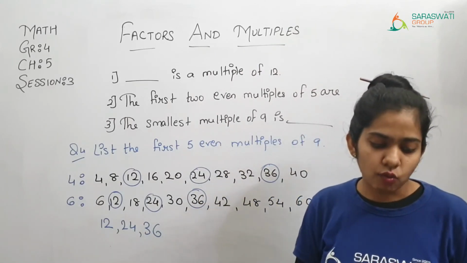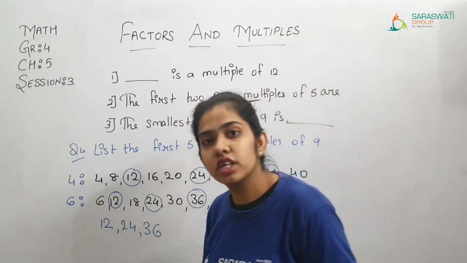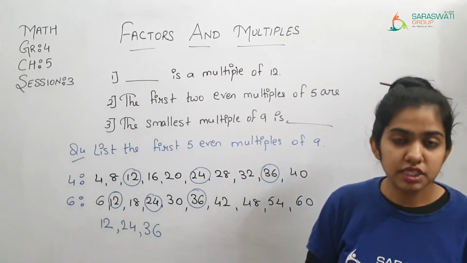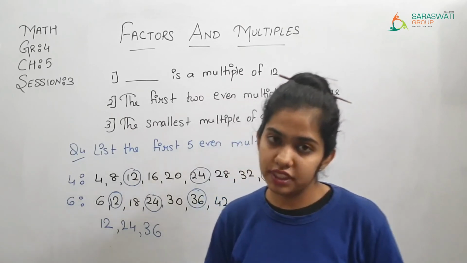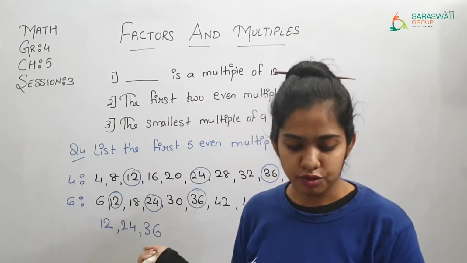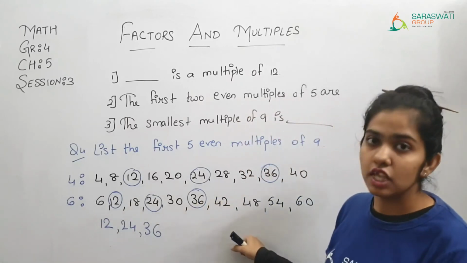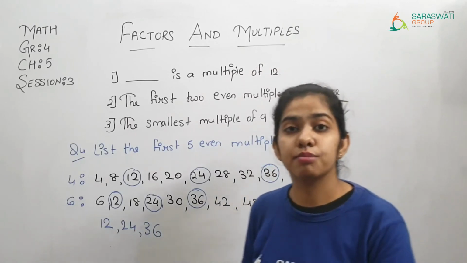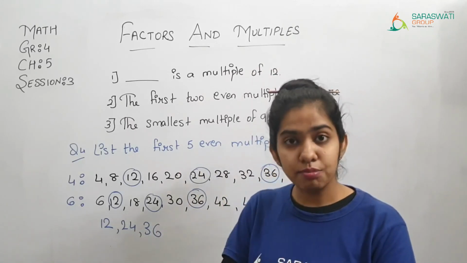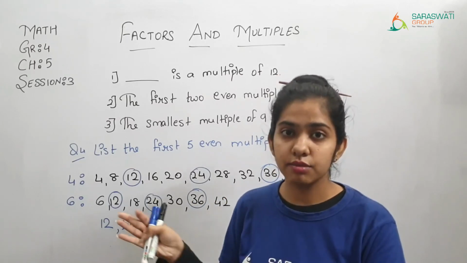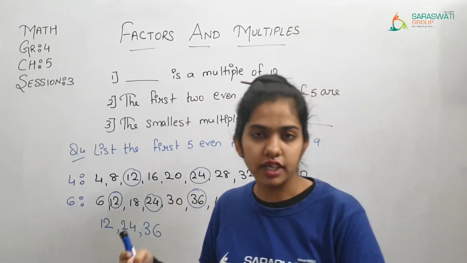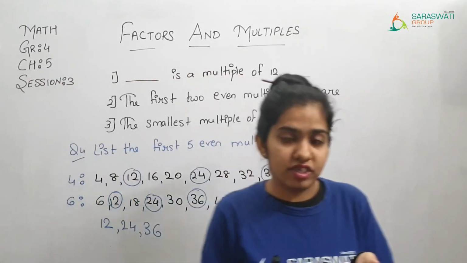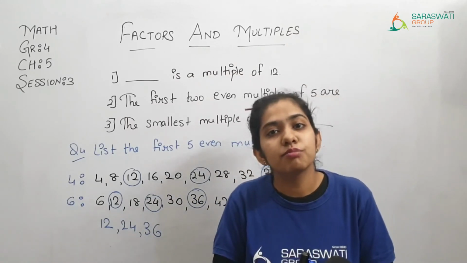Okay? Then, what do you observe about the multiples of an even number, and the multiples of an odd number? That you are supposed to write. So you can write that all the multiples of an even number are even, and the multiples of an odd number are alternately odd and even. One will be odd, one will be even, and so on. And the multiples of an even number are always even.